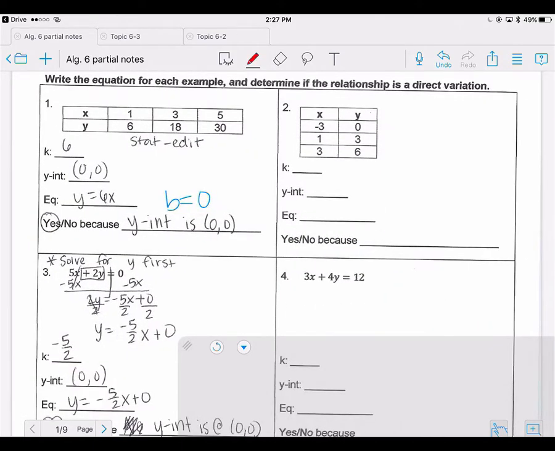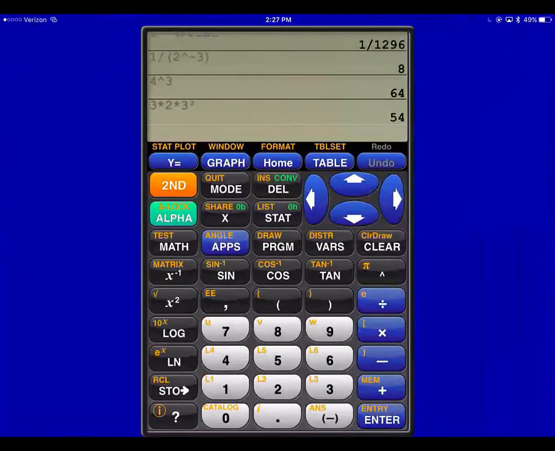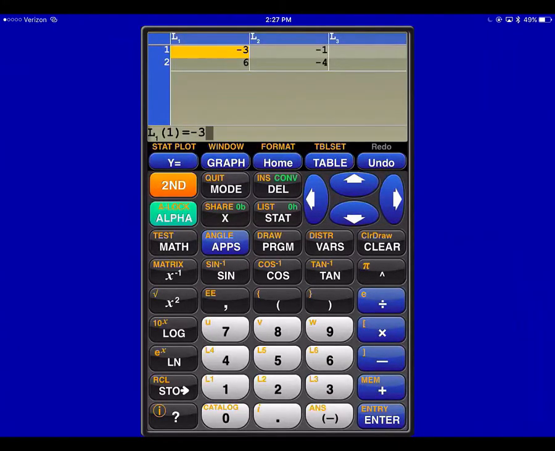So we're going to do problem 2 together. Make sure you are doing this in your calculator and writing this down with me. We have a table, so I'm going to go to stat edit. And I'm going to put this table in my calculator exactly like I see it. So I see -3, 1, and 3 on the x's, 0, 3, and 6 on the y's. So I take the table on my paper and make it look like my calculator.